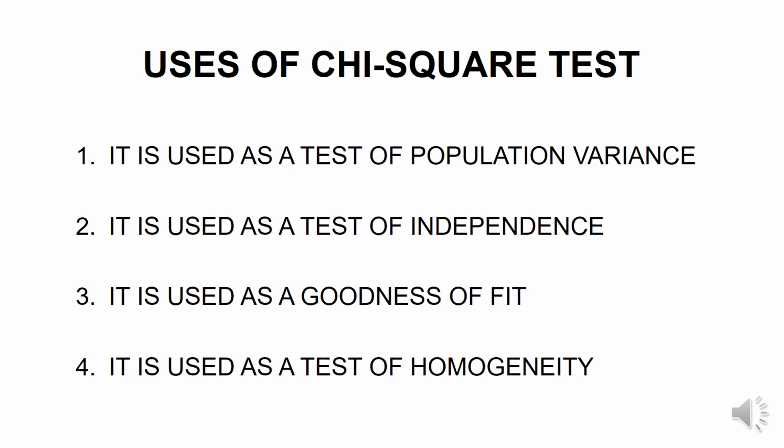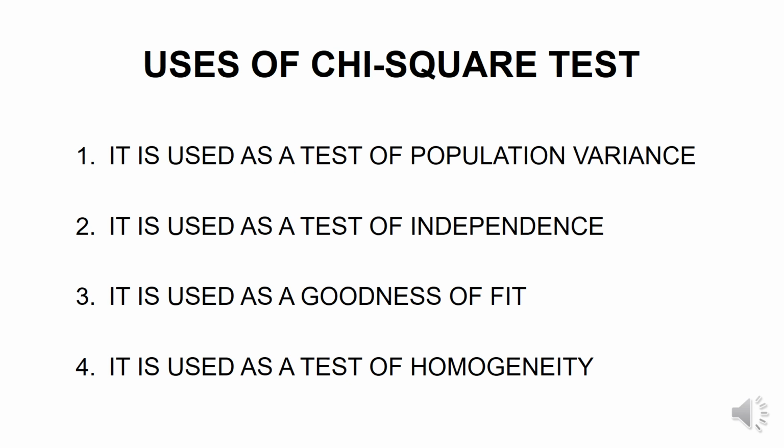Point number 3. It is used as the goodness of fit. The Chi-Square test is very popularly known as the test of goodness of fit for the reason that it enables us to ascertain how appropriately the theoretical distribution, such as binomial, Poisson or normal distribution, fits the empirical distribution.